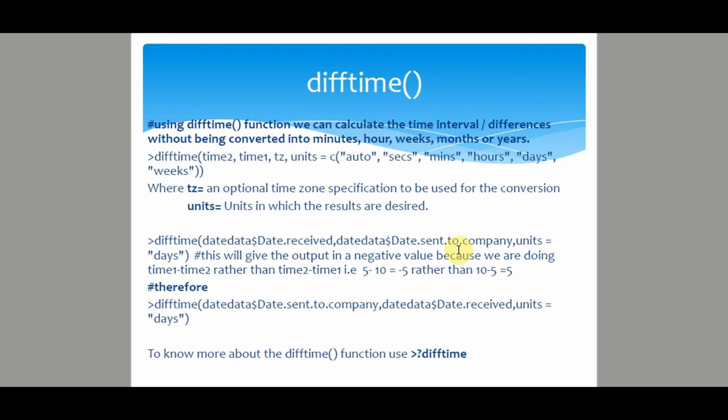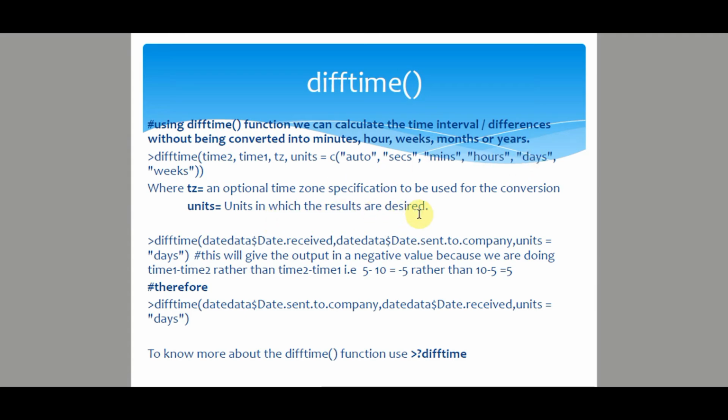The difftime function helps to calculate the time interval without it being converted into minutes, hours, weeks, months, or years. Now to use the function, we need two times, that is the start time and the end time. There is an optional time zone specification to be used for conversion, and units is equal to auto, seconds, hours, days, that is the units in which the results are desired.